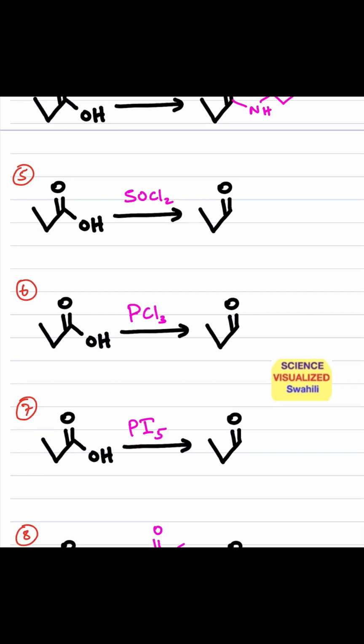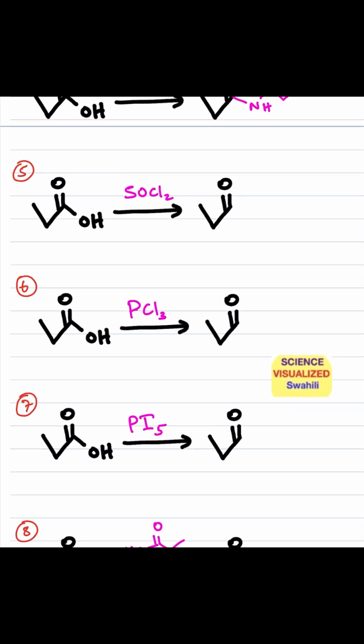Number 5, reaction with thionyl chloride. And that is a chlorinating agent. So basically you replace the OH with the chlorine. If you use thionyl bromide, so SOBr2, then you end up replacing with bromine.